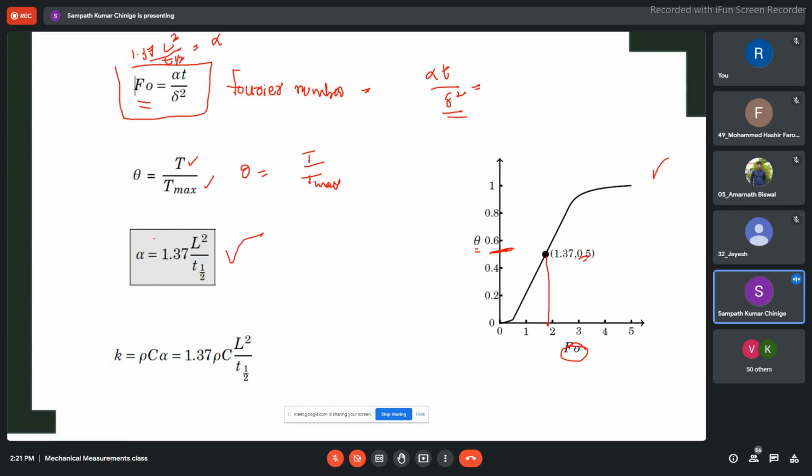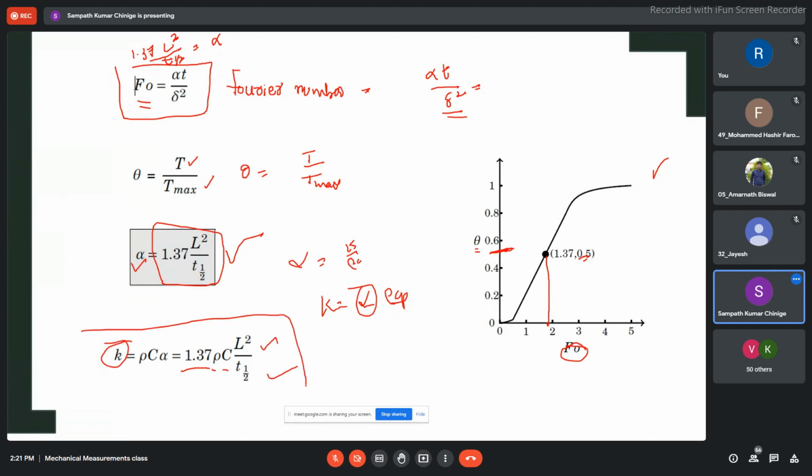So let us note that alpha is this, and alpha is also defined as K by rho Cp. So therefore, K is equivalent to alpha into rho Cp. Whereas alpha is defined as this, basically this. So that with 1.37 rho Cp L square by t half, you can find out K. So the measurement of thermal diffusivity is to be known to find out the thermal conductivity. Yes. Clear?